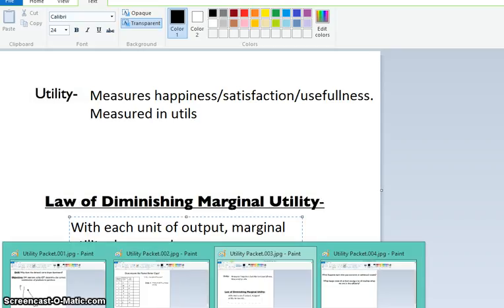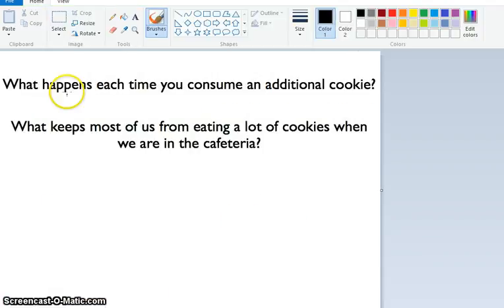Now, let's see these two questions on your slides. What happens each time you consume an additional cookie? What happened to each person when they were up front eating the cookies? Their marginal utility fell each time. What keeps us from eating a lot of cookies when we're in the cafeteria? Hopefully we're understanding the law of diminishing marginal utility: there's just not a lot of satisfaction that comes from eating 100 cookies. The first one is delicious, the 100th not so much.